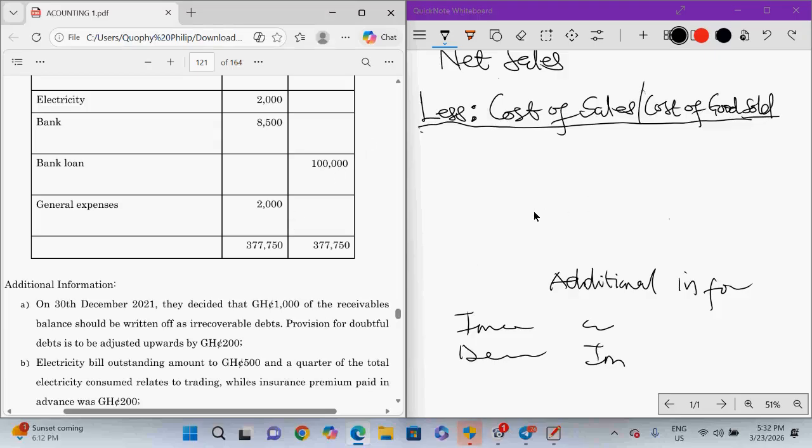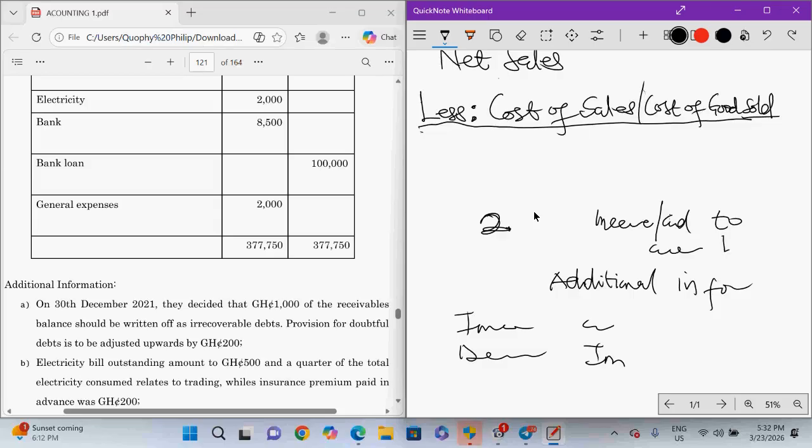Note, and I'm sure you did academic writing too, right? Some of you, I think, will do it in second semester, but you did academic writing 1. So if they say increase or adjusted, increase or adjusted to, and adjusted by, you know the meaning.